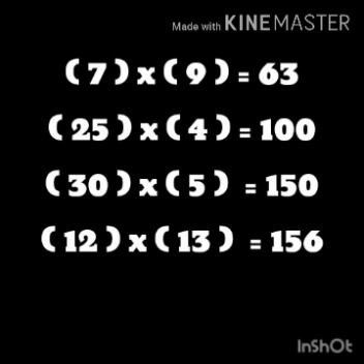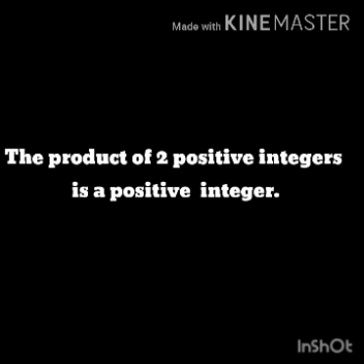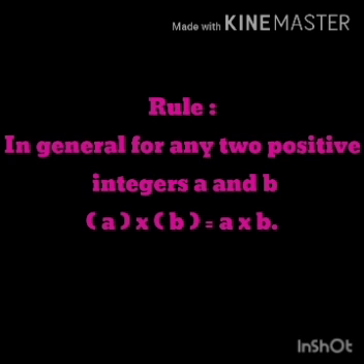Now, multiplication of two positive integers. 7 into 9 gives us 63. 25 into 4 gives us 100. 30 into 5 gives us 150. 12 into 13 gives us 156. Observing these products, we can say that the product of two positive integers is a positive integer. In general, for any two positive integers a and b, a into b is equal to a into b.